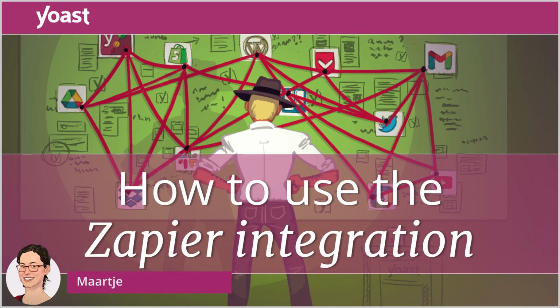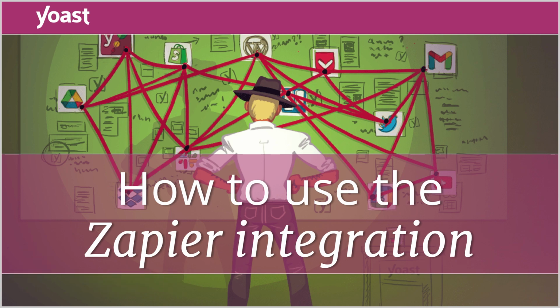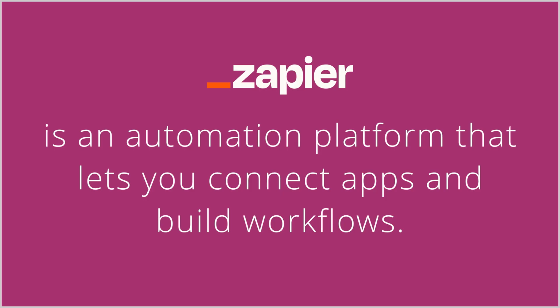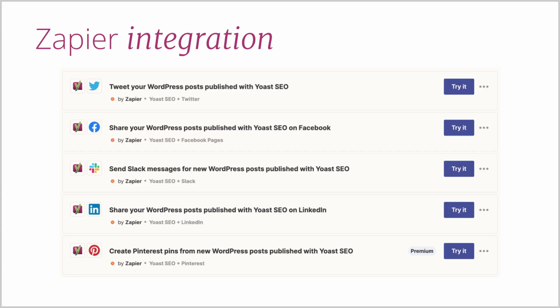Hi! In this video, I'll tell you all about the Zapier integration in Yoast SEO Premium. Zapier is an automation platform that lets you connect apps and build workflows. The Zapier integration in Yoast SEO Premium lets you automatically share your WordPress content on your preferred platform. So, this will help you automate repetitive, boring tasks and save you some precious time. So let's get to it and see how it works.